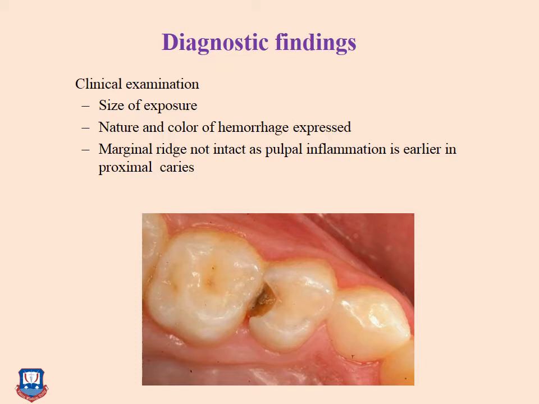The marginal ridge, if it is not intact as in pulpal inflammation, then the treatment plan is again pulpotomy and not a restoration, because in proximal caries there are more chances of involvement of the pulp.